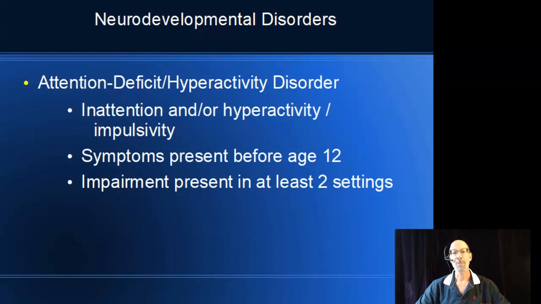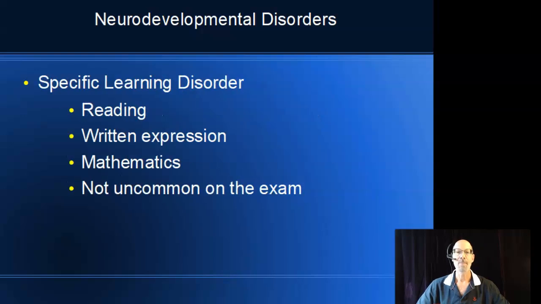Attention deficit hyperactivity disorder, super common on the test. Inattention and or hyperactivity/impulsivity, symptoms present before age 12, impairment present in at least 2 settings. Specific learning disorders, these are also common on the test. Reading, written expression, mathematics. They are not uncommon on the exam. Well, that's kind of NCMHCE language, Johnny. They are common on the exam.